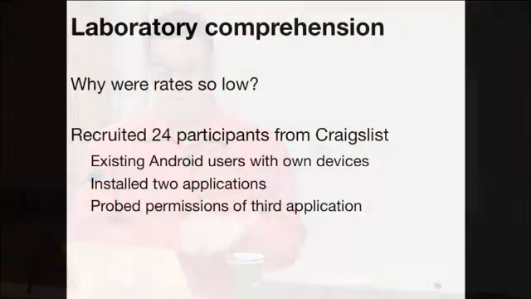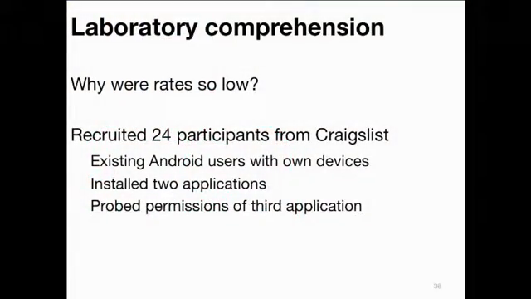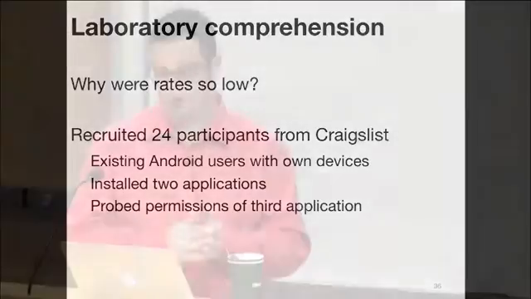So we decided to follow this up with a laboratory experiment to try and get some qualitative data to see why comprehension was so low. We recruited 24 participants from Craigslist. Again, existing Android users. We had them come in with their existing Android devices, and we did the experiment on their Android device. We had them install 2 different applications. We gave them scenarios where they were to find applications from the market, and we observed them to see whether they paid any attention to the permission screens during these installation processes.